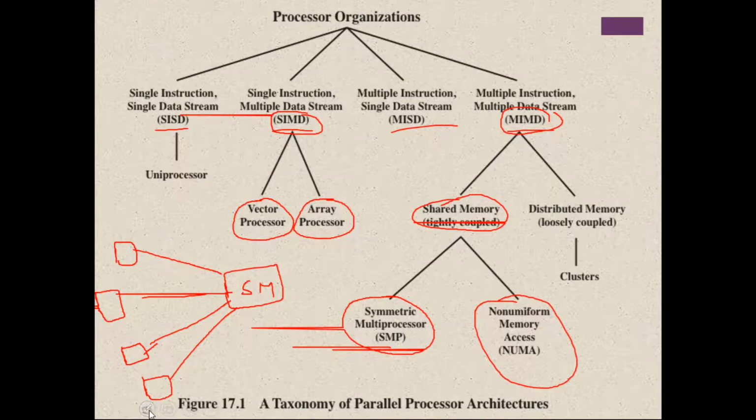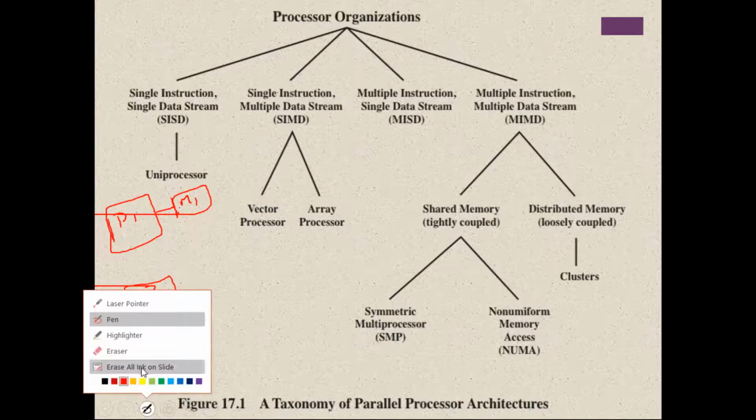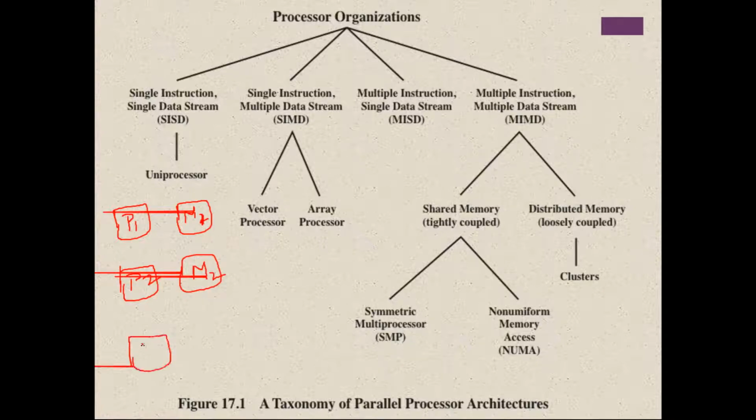With distributed memory, there is no shared memory. Different processors will have their own memory. Processor P1 will have its own memory M1, processor P2 will have its own memory M2, and processor P3 will have its own memory M3. Like that, every processor will have its own memory. So that model is called NUMA, non-uniform memory access. Each of these processors will have their own memory.